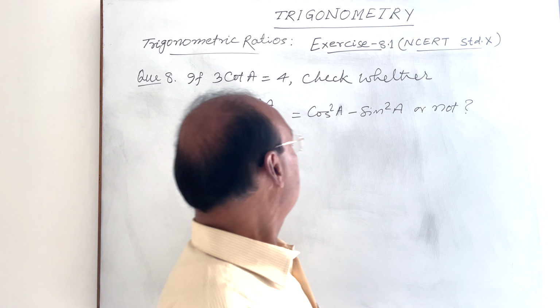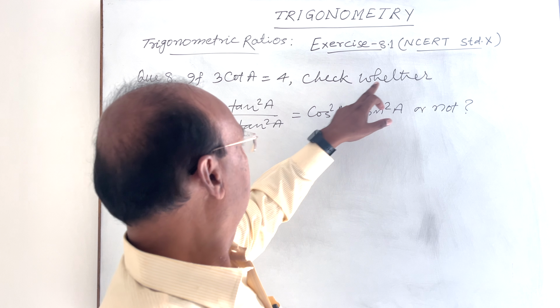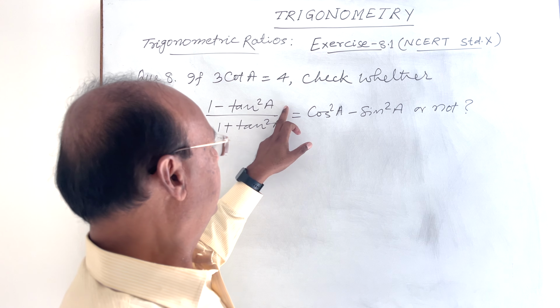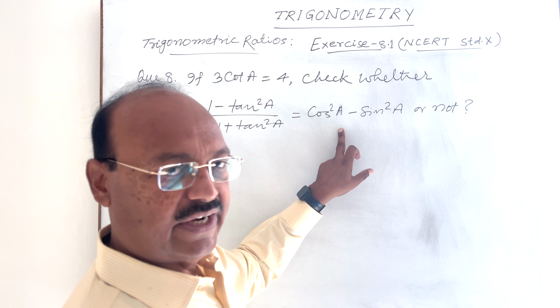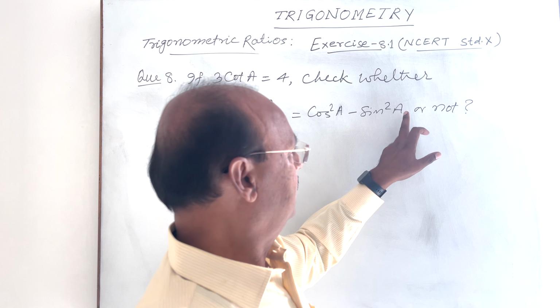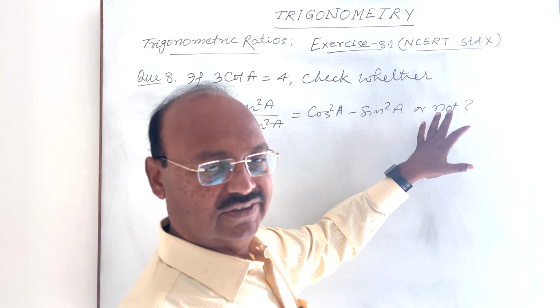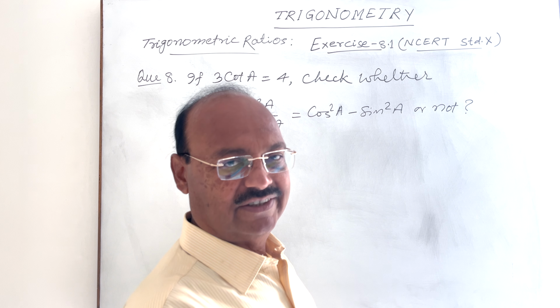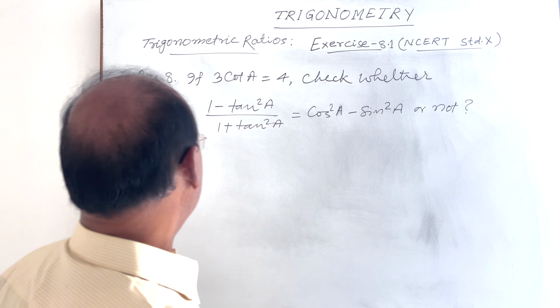Here, the question is, if 3 cot A is equal to 4, check whether (1 minus tan square A) upon (1 plus tan square A) is equal to cos square A minus sin square A. Is it existing or not? We have to check it. Okay, so let us see. The solution is very important, very interesting.